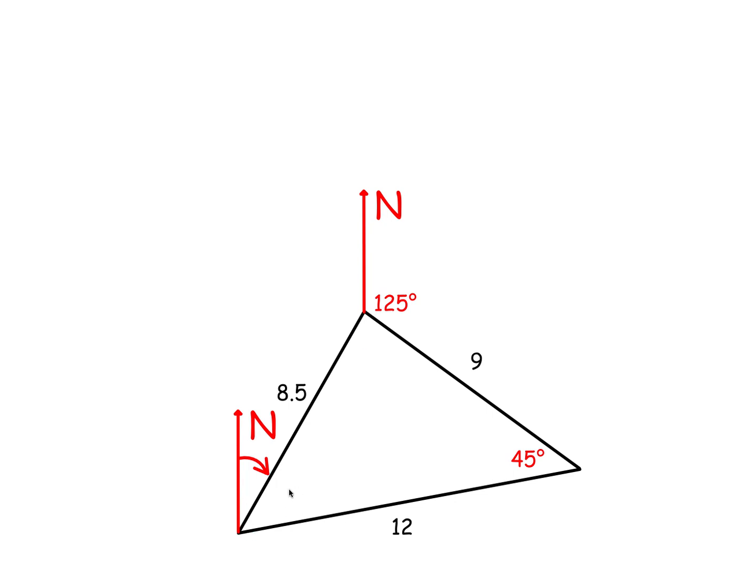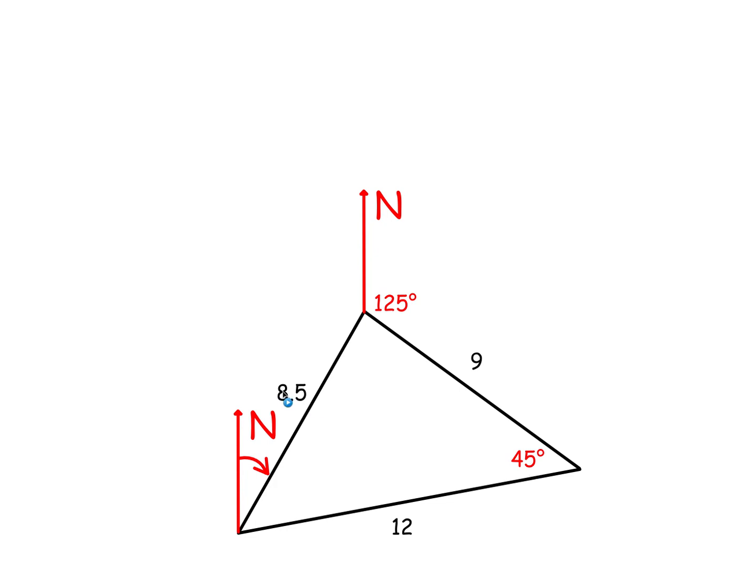If I wanted to work out the angle at the bottom left, I'd need to put the north lines in to this right hand corner. So I could work out either angle. I'm going to work out the top one. Could use the cosine rule because I've got all three sides, but I'm going to use the sine rule because I've got a pairing of opposites.